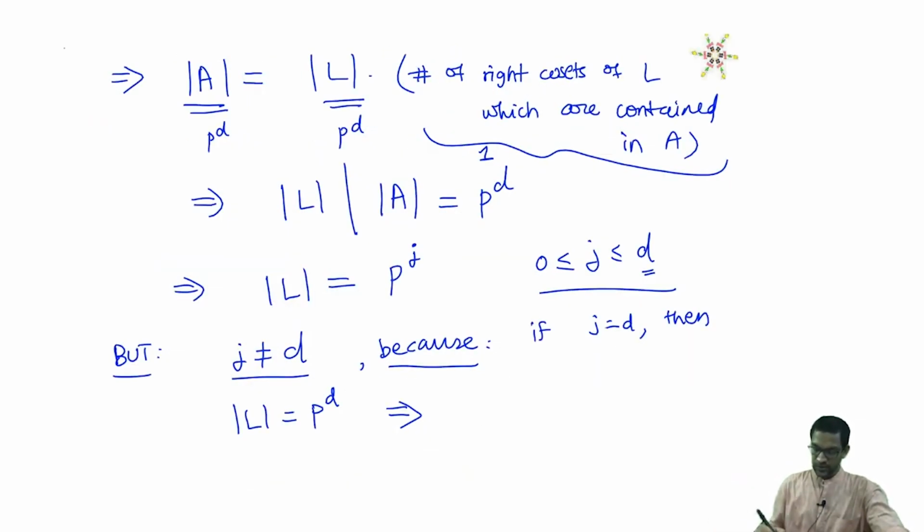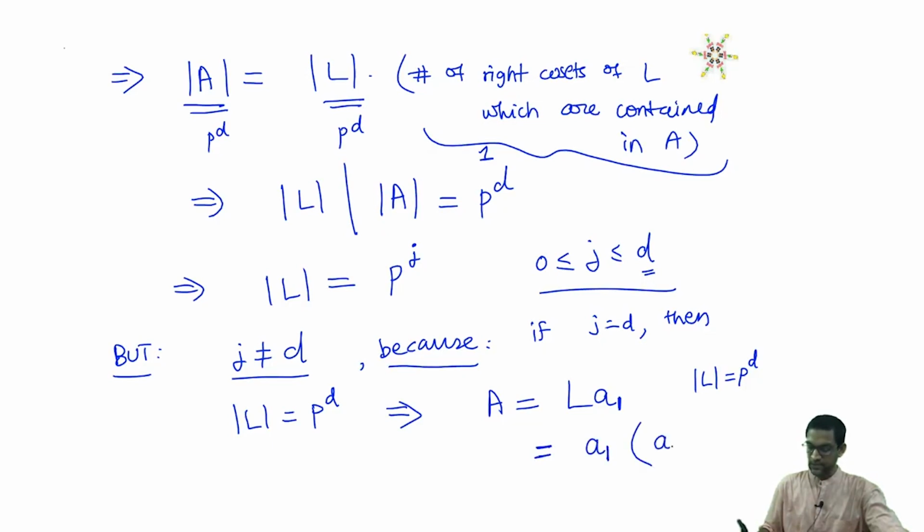So what this means is that A looks like this. It's just a single right coset, just LA1 alone will do the job. So A is a single right coset, and L, remember, has cardinality p power d. So what does that mean? Well, it means L is therefore a p Sylow subgroup, and A is a right coset of a p Sylow subgroup. But because of Sylow theorem number 2, here's something we can do.